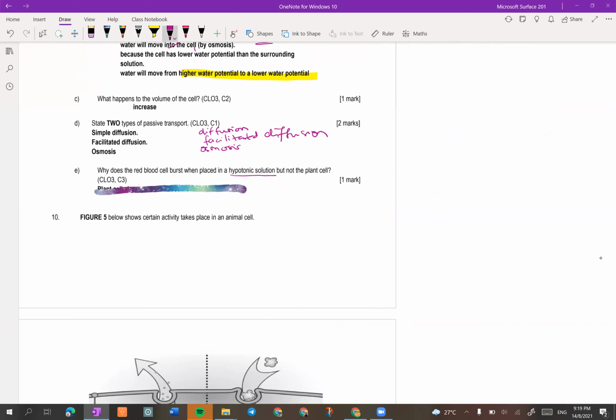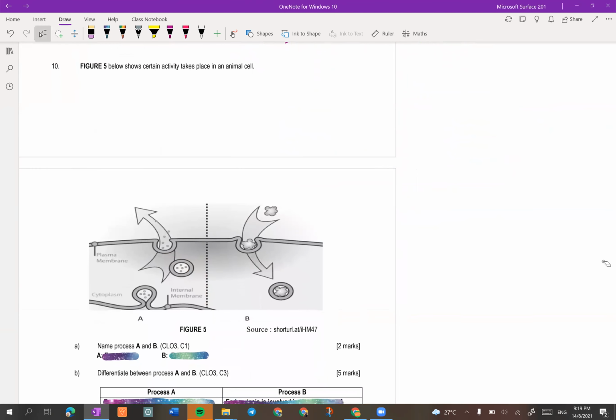Remember, hypotonic solution means its water potential is very high, because it's hypo, so there's a lot of water. If it's very high compared to the cell, which is low, then water will move into it. And the question is, why does the animal cell burst but the plant cell doesn't? It's very easy, because the plant cell has something to protect it. It is called the cell wall. Right, only 1 mark. Now let's check number 10.